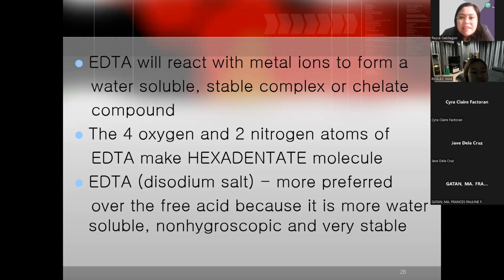So again, EDTA can form complexes with the metal ion. So actually, our medical technologists, meron silang tinatawag na EDTA tube, right? Pagka kumukuha sila ng blood, meron silang tube na maliit. I'm not that sure kung anong color yan kasi naka-color coding ata. Yung tubes nila merong red, merong violet. I'm not that sure kung anong color yung tinatawag nila na EDTA tube.